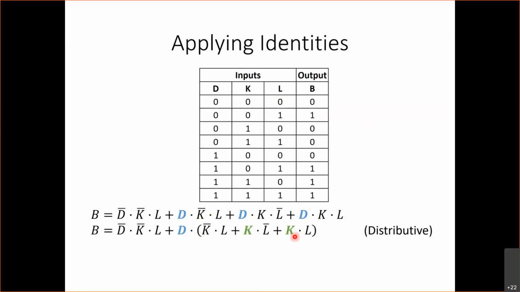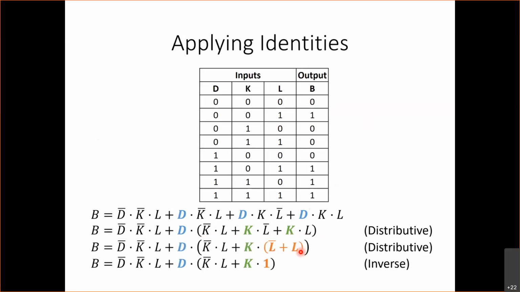And then after that, we observe that K here is in common. So we can apply the distributive rule again to factor out K. And then after that, we realize over here that we're left with not L or L. So what do we know about not L or L? We know that not L or L is always going to be 1, exactly. So this is the inverse law. So here we're left with K and 1.